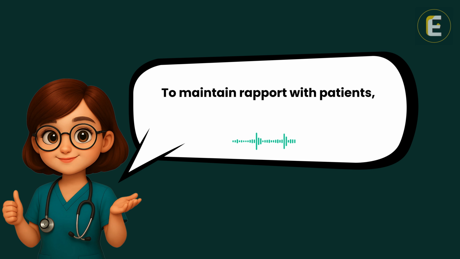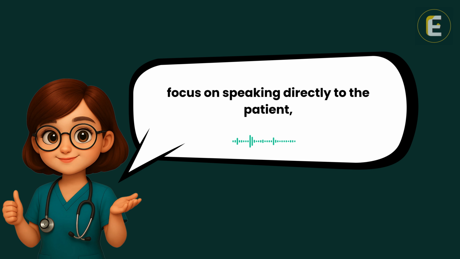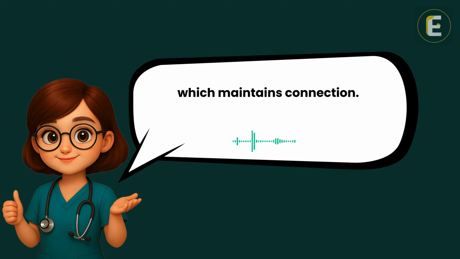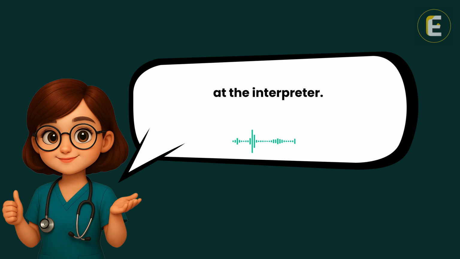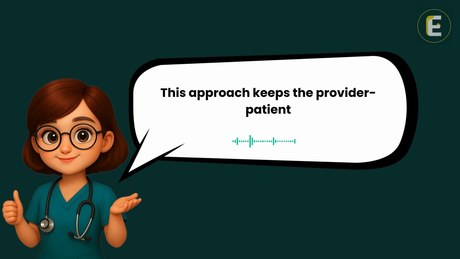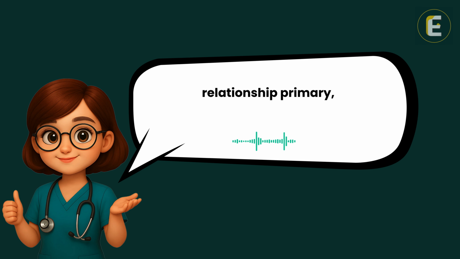To maintain rapport with patients, focus on speaking directly to the patient, which maintains connection. For example, say, "How are you feeling today?" while looking at the patient, not "Ask him how he's feeling today" while looking at the interpreter. This approach keeps the provider-patient relationship primary even when using an interpreter.